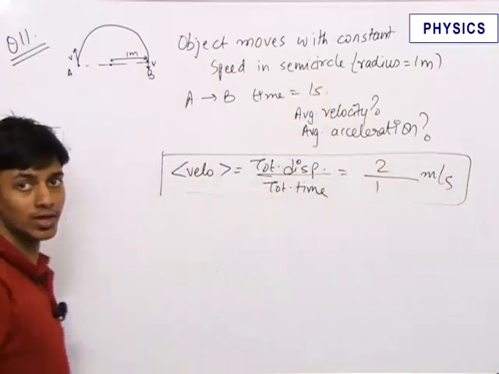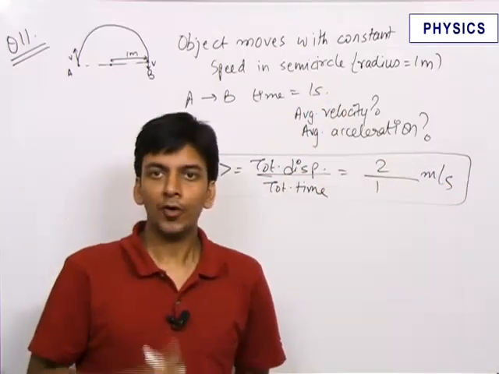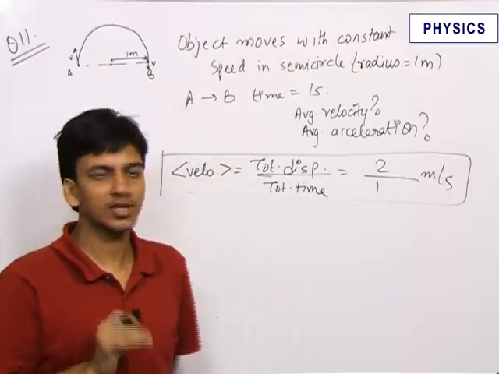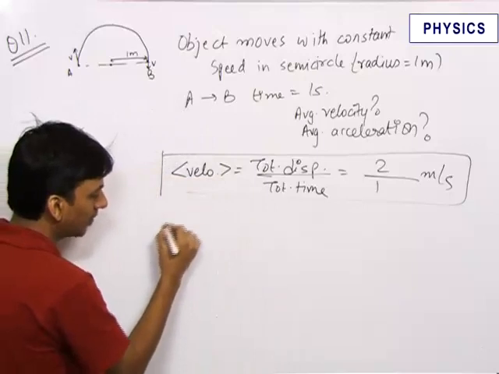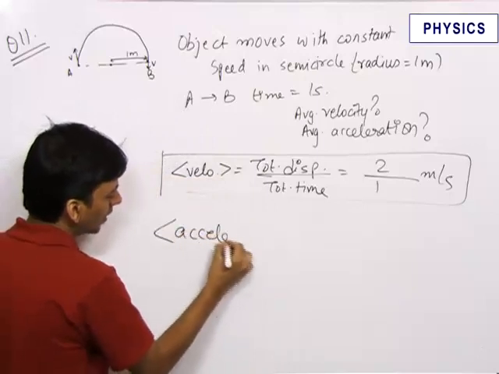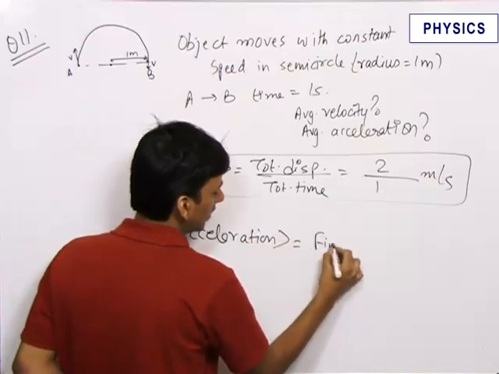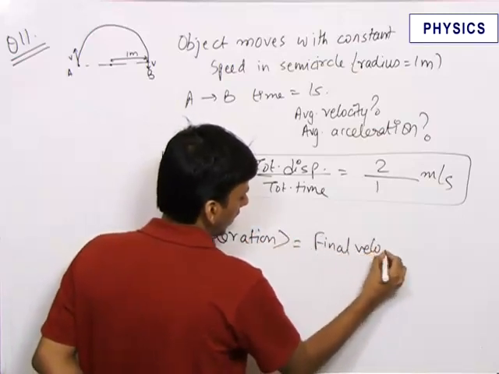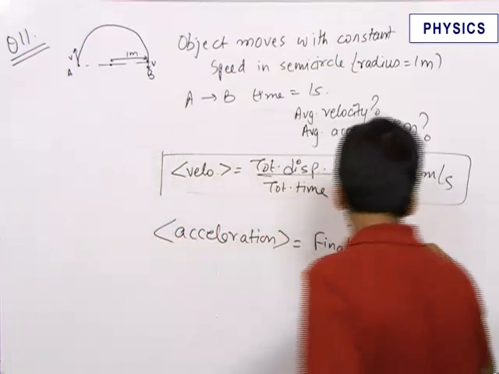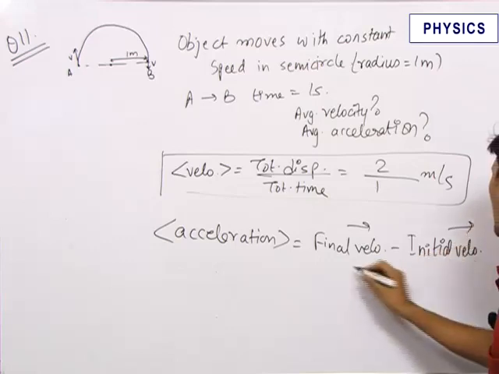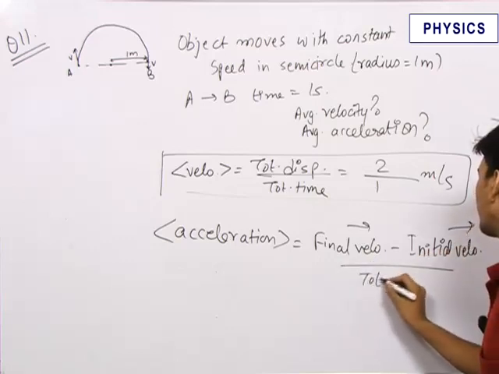Now we need to find out the average acceleration of the particle. For average acceleration, there is another formula which you should always remember. Whenever you see average acceleration, you have to use this formula. Average acceleration of the particle is equal to final velocity vector minus initial velocity vector upon total time taken.